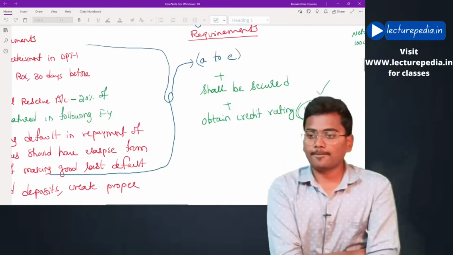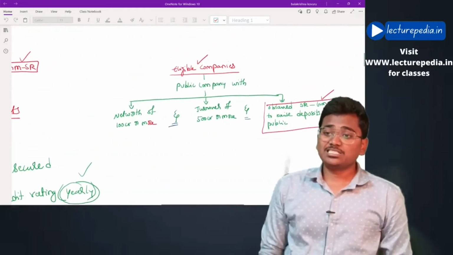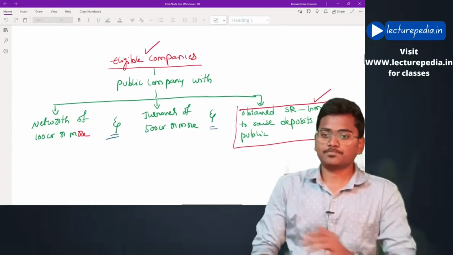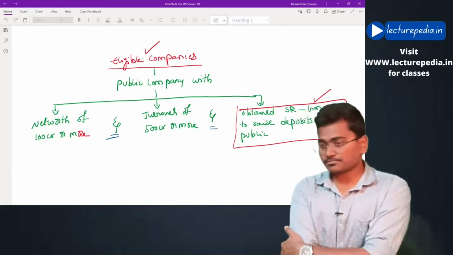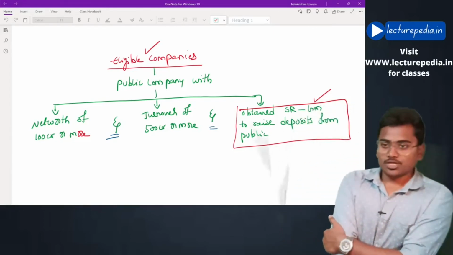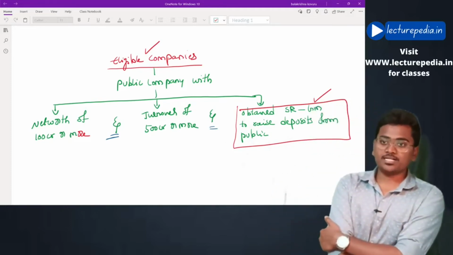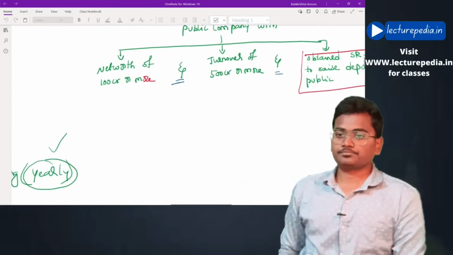Now, next, what are eligible companies? You can write down this. Eligible companies, 3 conditions. You can pause and you can make a note. Hope you are done. I'm scrolling. Next.